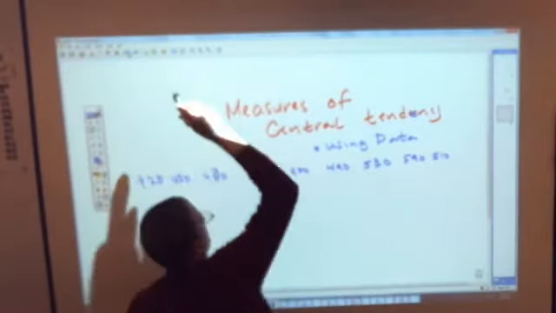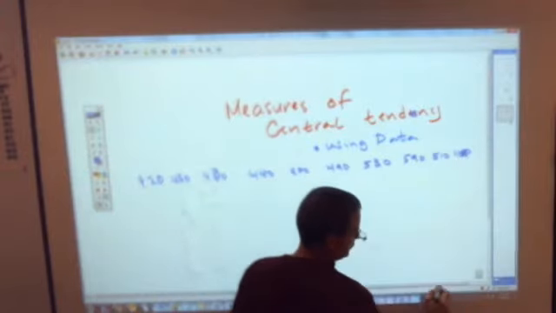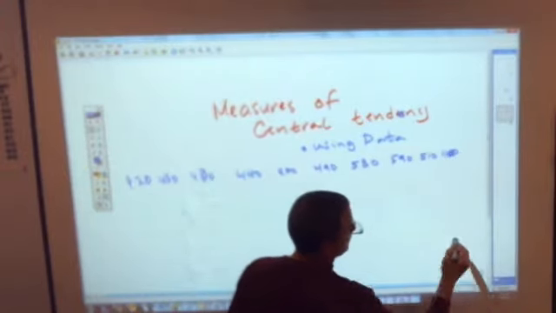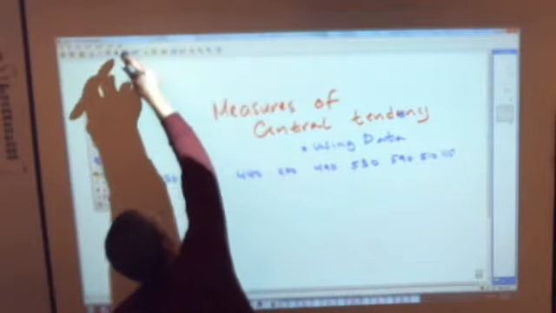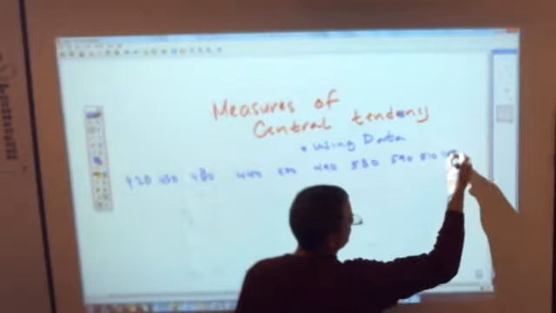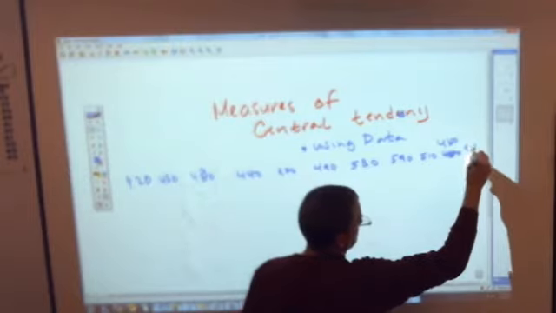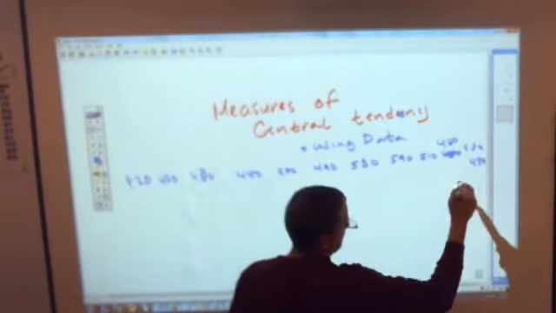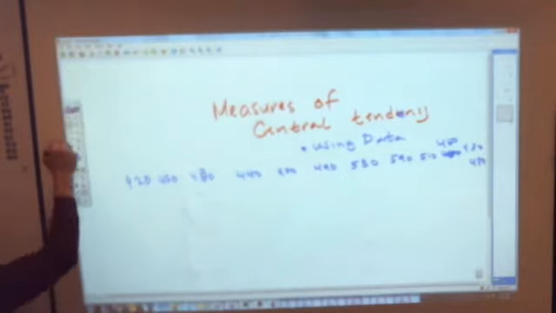Wait. 450. What is this? 450. 430. And what's the last one? 480. Now, first of all, that is basically raw data, and it's called raw data because it is unorganized.